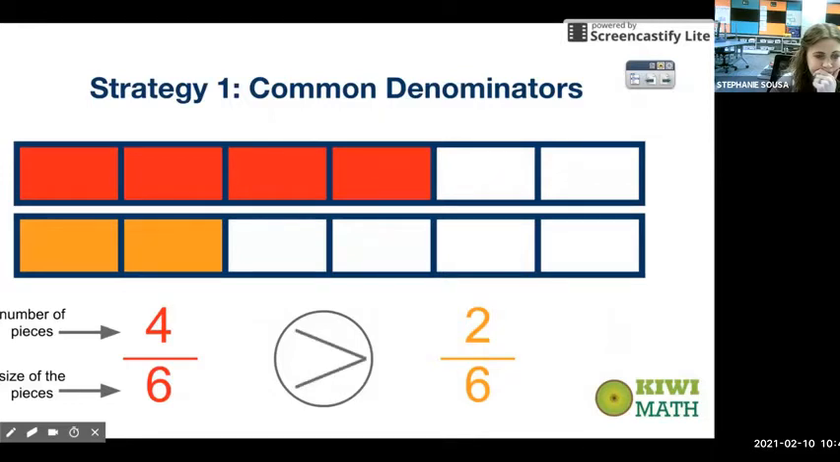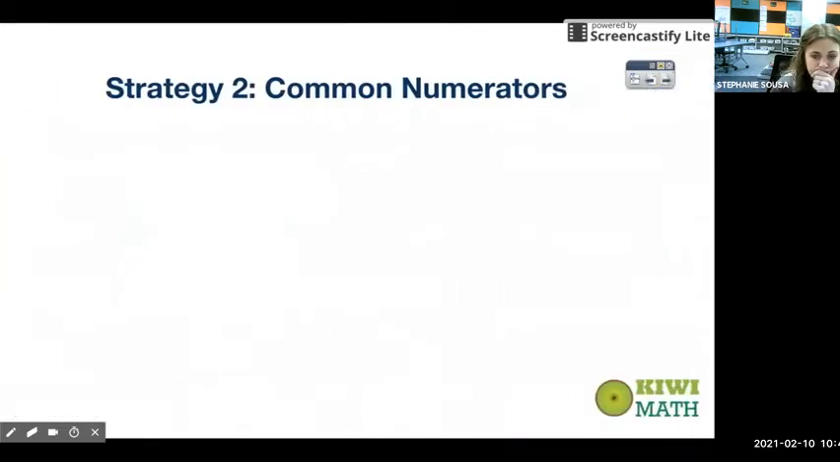And if we think about that conceptually, if we think about the denominator being the size of the pieces, then anytime there's a common denominator, the greater numerator, which is the greater number of pieces, is going to be greater. Let's take a look at our second strategy. This one is called common numerators.